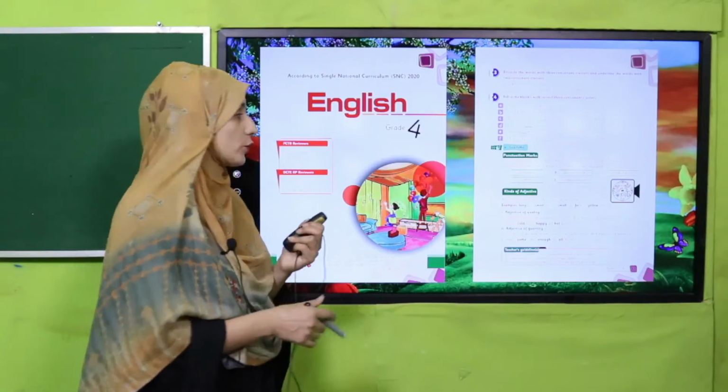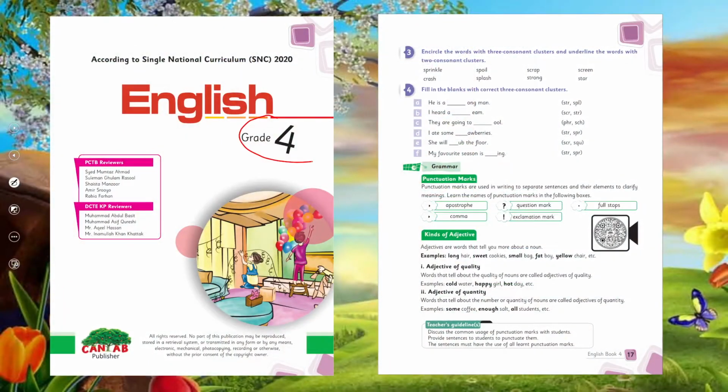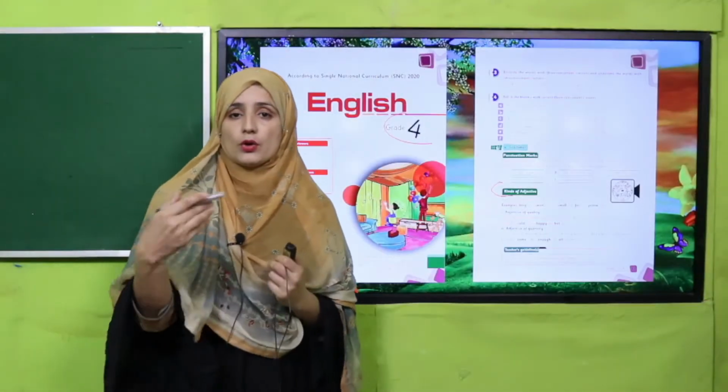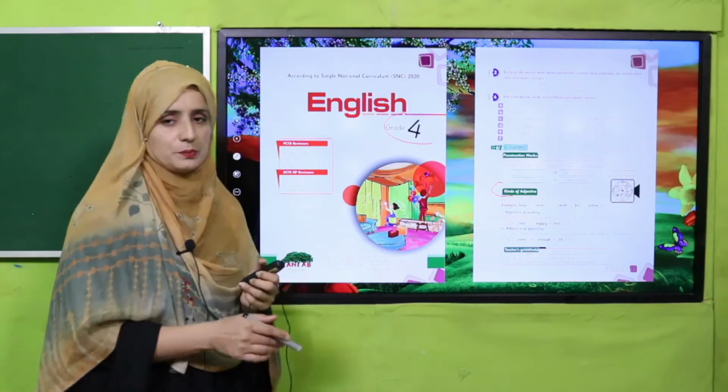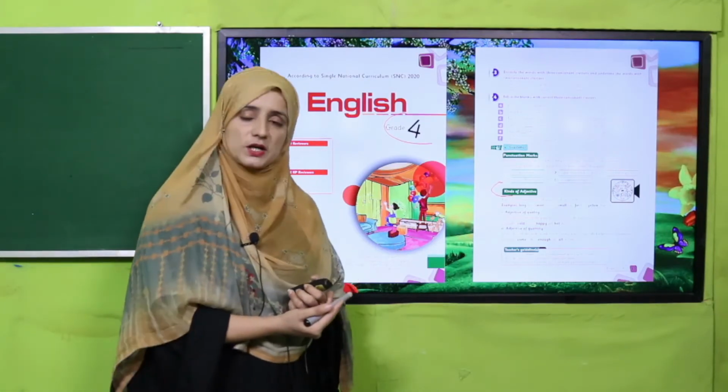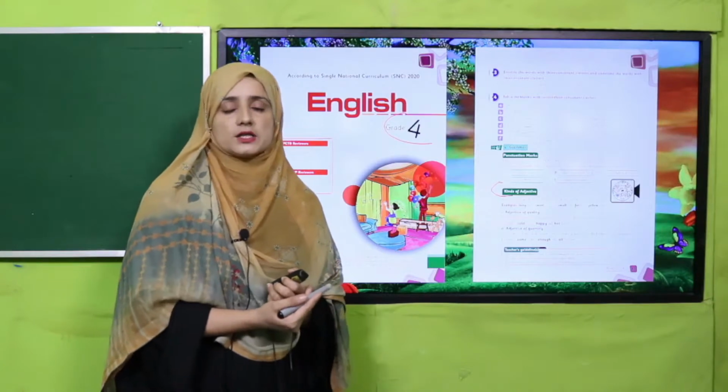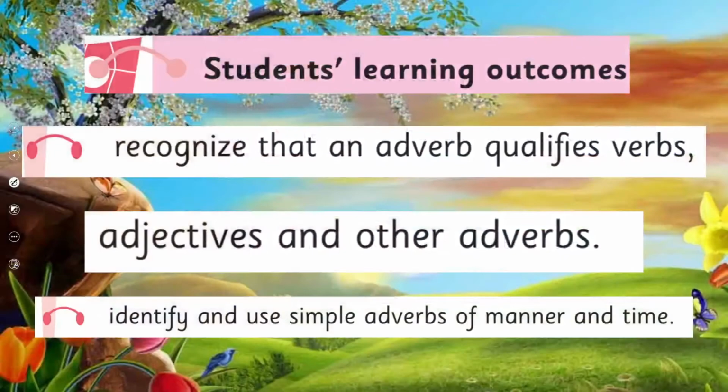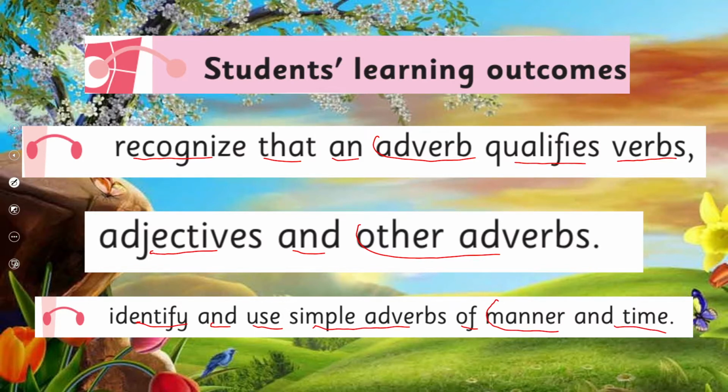Before, in English for grade 4, we have already learned about kinds of adjectives. So today we are going to get more knowledge about adverbs, because these are also parts of speech. Our today's students' learning outcomes are: recognize that an adverb qualifies verbs, adjectives and other adverbs. Identify and use simple adverbs of manner and time.